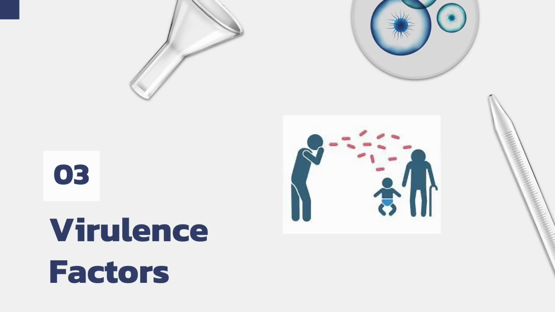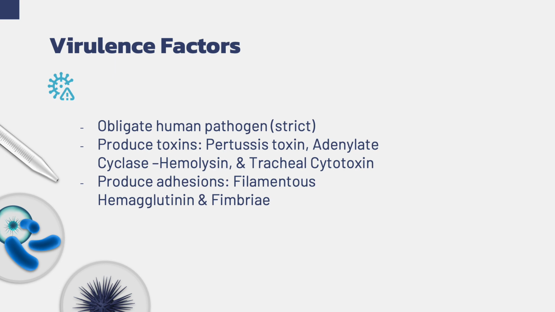Virulence factors. Bordetella pertussis is also an obligate human pathogen, which means it strictly causes disease in humans. It also produces toxins like pertussis toxin, adenylate cyclase, hemolysin, and tracheal cytotoxin. These toxins all aid the bacteria in confusing the cells, affecting the target eukaryotic cell and promoting infection.